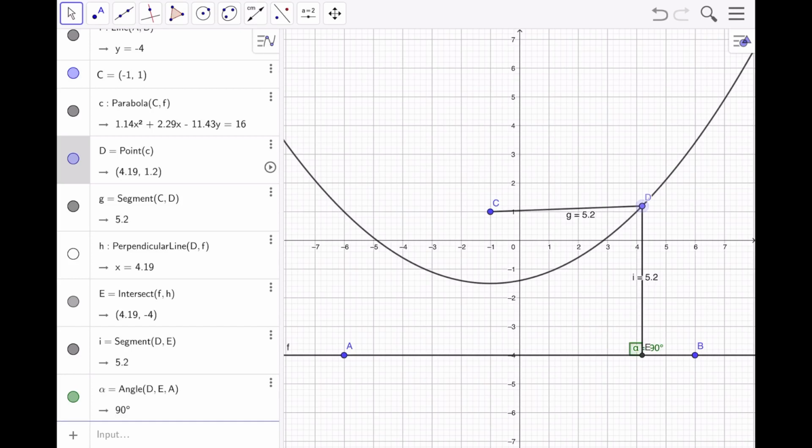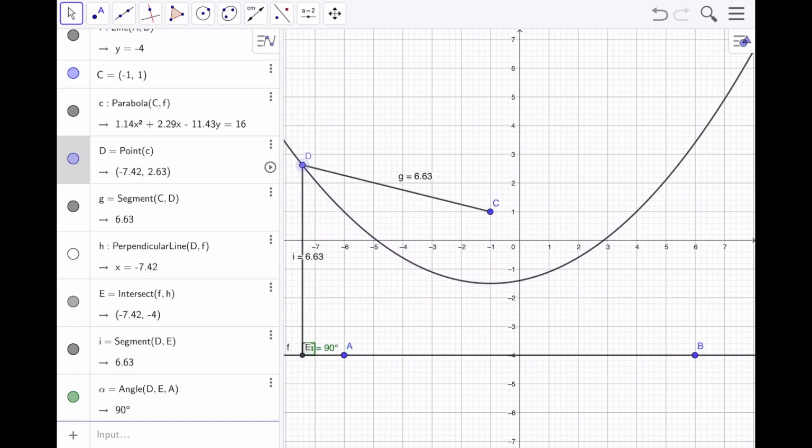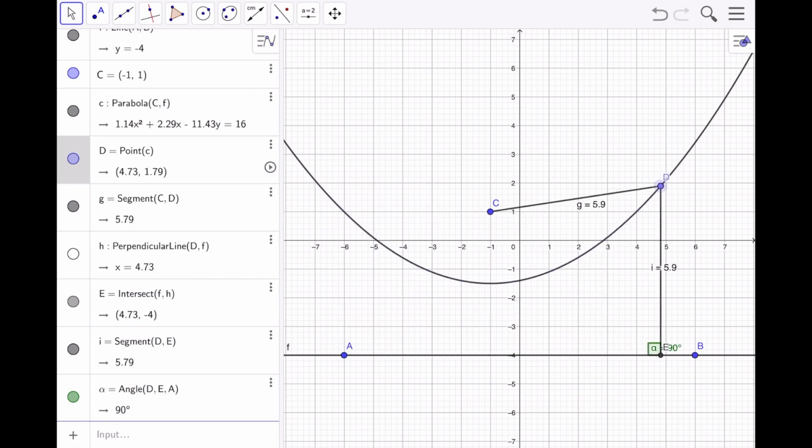So what is special about parabolas is that wherever the point on the parabola is, the distance from the focus to the point on the parabola is going to be equal to the distance from the point on the parabola down to the directrix, and it's the perpendicular distance from the parabola down to the directrix. So there you have it.